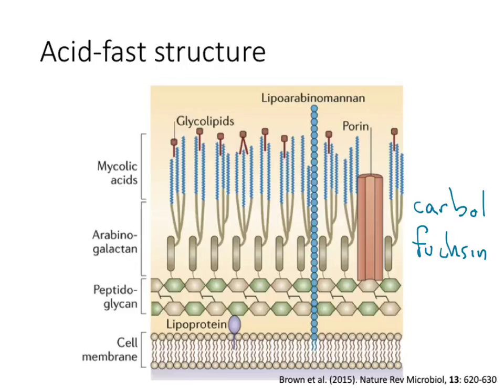So we heat them up, we add the dye, and then we snap cool it and drop the temperature pretty quickly. That re-solidifies that waxy layer and traps the dye inside of the cells. So we could classify these as being part of the gram-positive because one of the things that they don't have is an outer membrane in the way that gram-negatives do. But usually we classify them as their own group. They're kind of a specialized gram-positive.